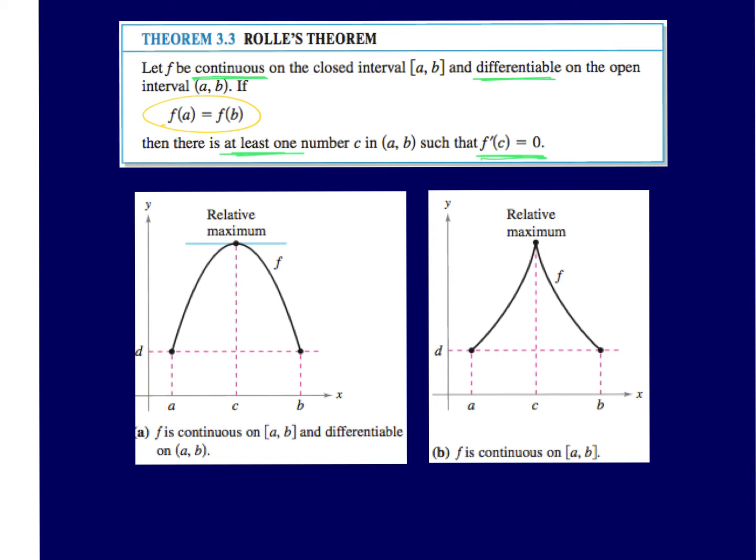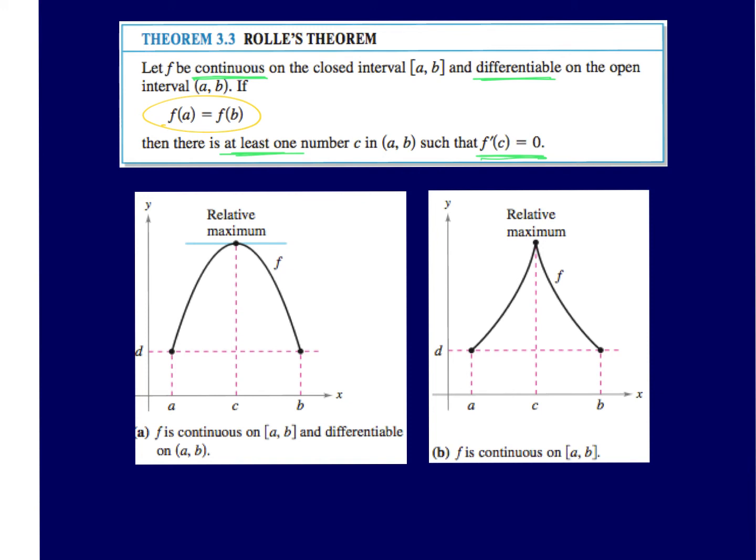What does this one have? It has to be continuous, but also what? Differentiable. All right? And we also have to have f of a and f of b equal to each other. Exactly. But this is our first one that has to be differentiable. Now, on Rolle's theorem, f of a equals f of b. What does that mean?